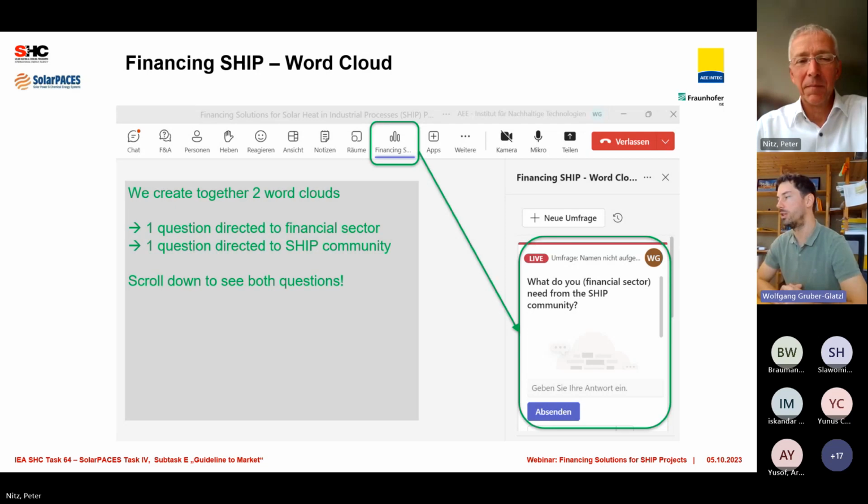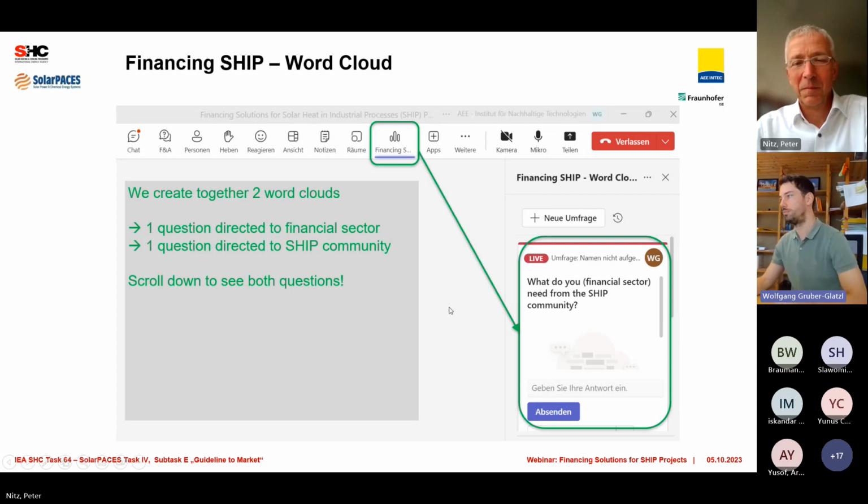two different questions. On the one hand, one question is, what do you, as a financial sector, need from the SHIP community? So more from the technical side. And on the other hand, the second question is, what do you, SHIP community, need from the financial sector? So it's about bringing those two worlds together. So we would like to create a word cloud here.